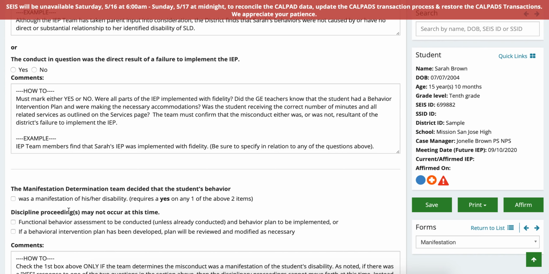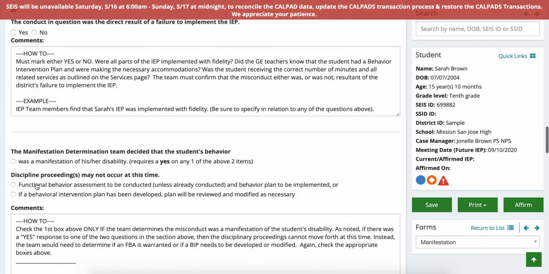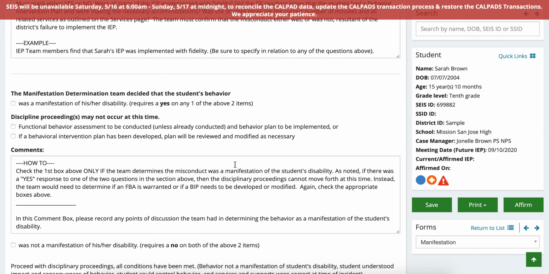If that is the case, then we look at the second piece. Discipline proceedings may not occur at this time. So we either need to complete an FBA, a functional behavior assessment, unless it's already conducted, and a behavior plan is to be implemented. Or if they do have a behavior intervention plan that's been developed, the plan will be reviewed and modified as necessary. Okay, so if there is a yes, these are the two options that we have. And it explains that right here. Instead, the team would determine if an FBA is warranted or if a behavior intervention plan needs to be modified based off of the yes for the manifestation, okay?